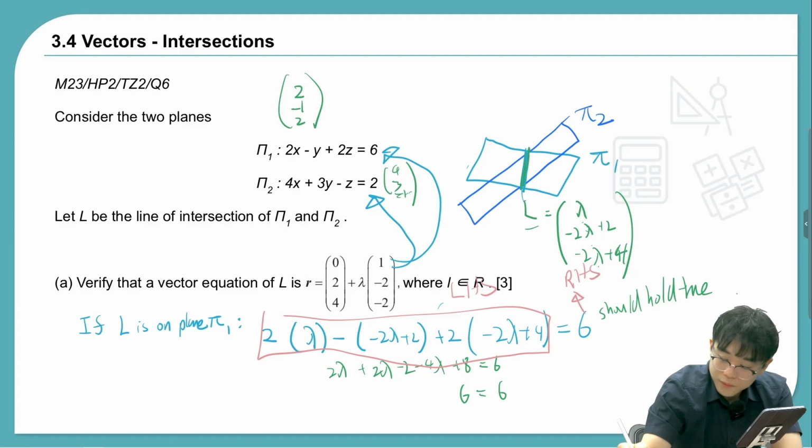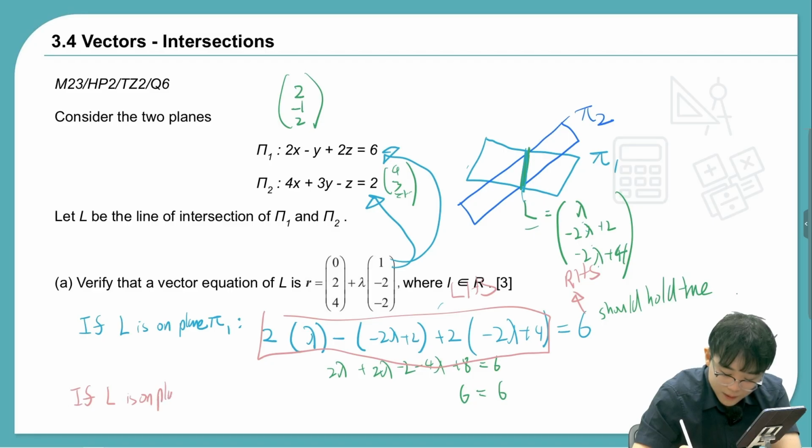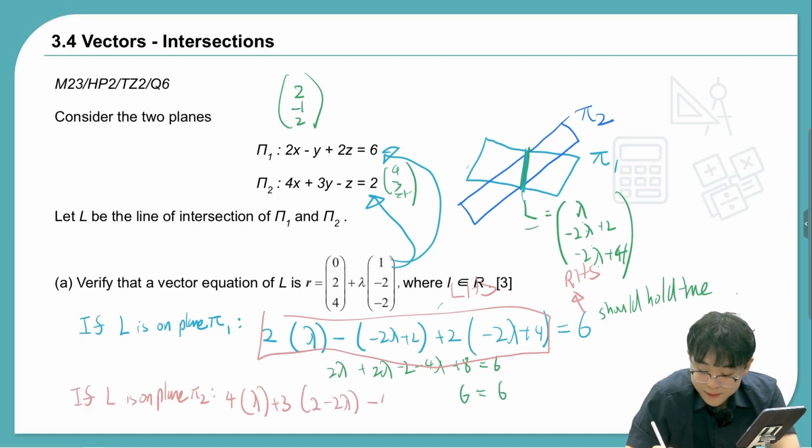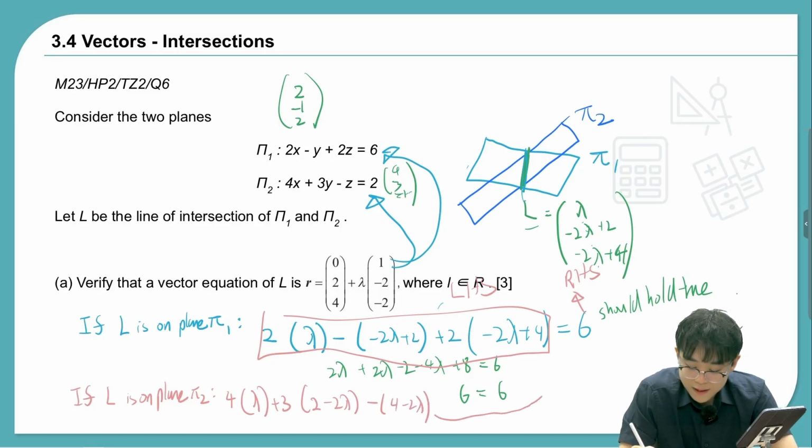And then I want to do the same for pi 2. So if line L is on plane pi 2, what I'm going to do is I have 4 times x, which is 4 times lambda, plus 3 times y. That would be 2 minus 2 lambda, minus z, which is 4 minus 2 lambda. So this is going to be my left-hand side, right, which is going to give me like 4 lambda plus 6 minus 6 lambda minus 4 plus 2 lambda. That would evaluate to, so the lambdas would go away and I would just get 2.